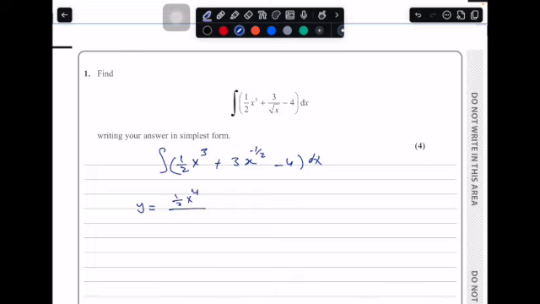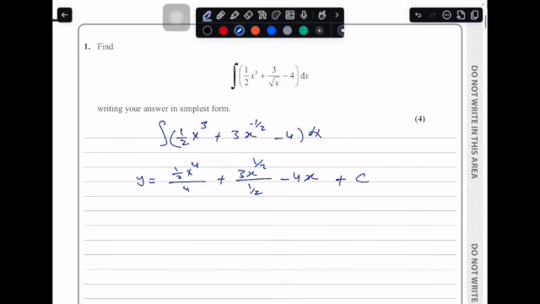Power 4 divided by 4 plus 3x to the power of half divided by half minus 4x, and of course plus constant. So half divided by 4 will be 2x to the power 4. Then 3 divided by half will be 6x to the power of half minus 4x plus c. Piece of cake, 4 marks gained.